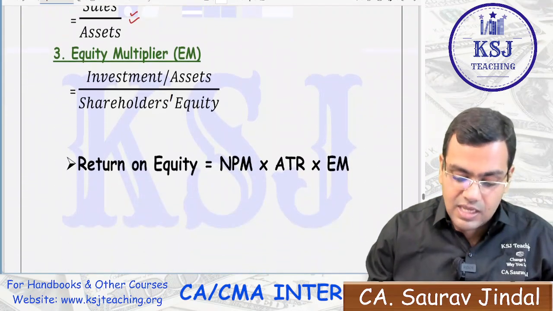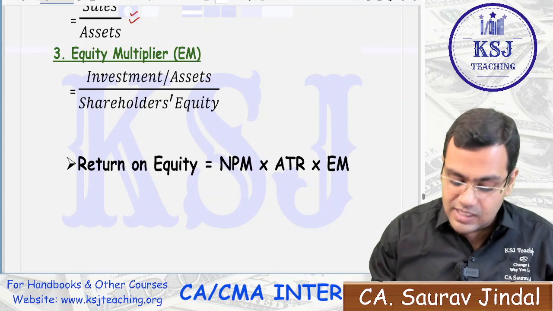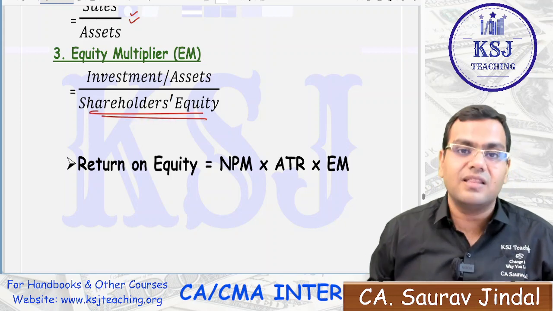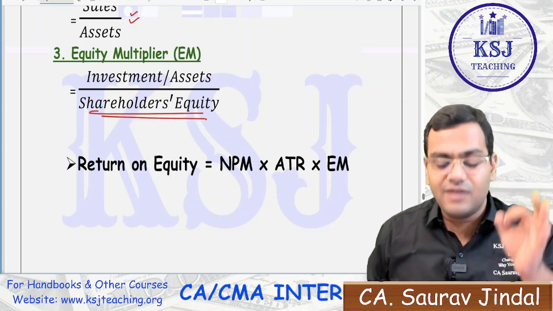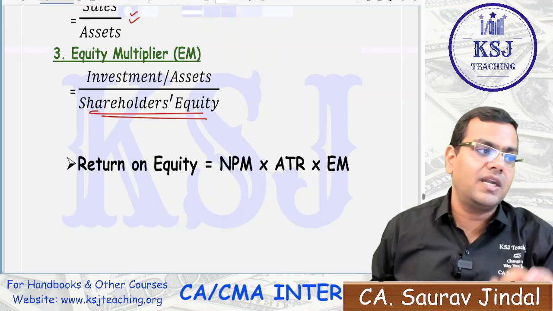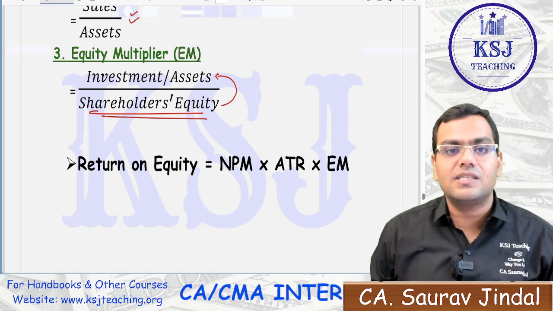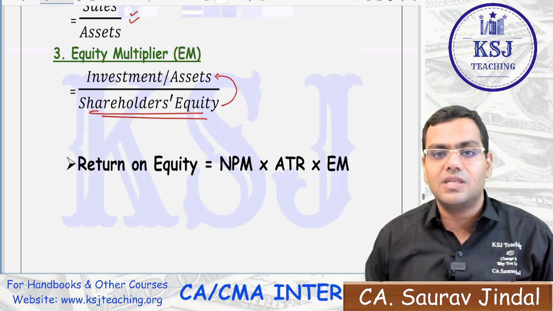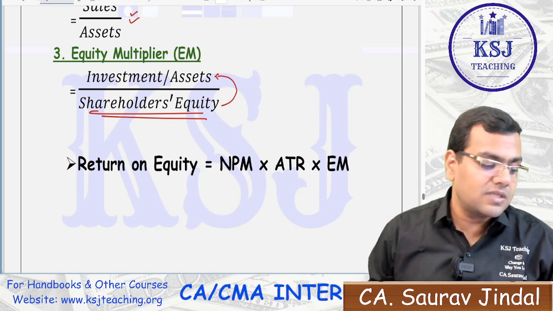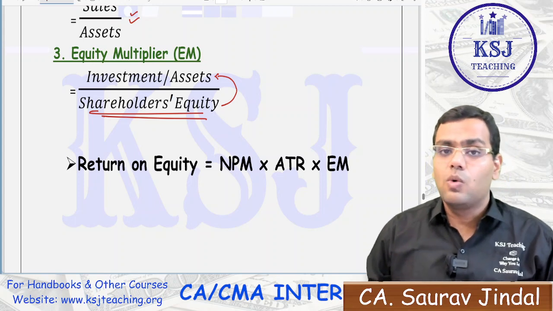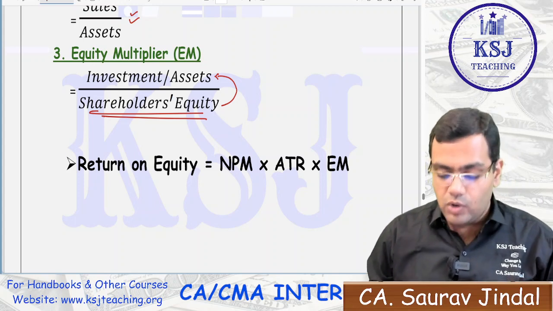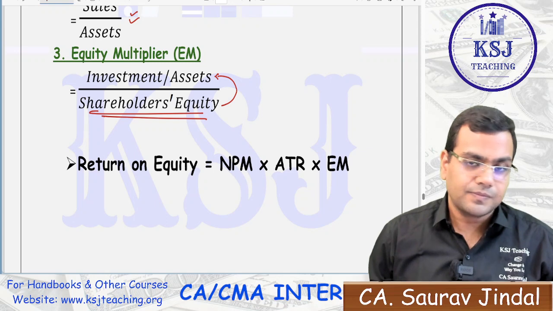After that, the equity multiplier says whatever the owner's funds are there, whether you are using those funds effectively or not. Shareholders' equity: what are the assets or investments that you are getting out of the owner's funds instead of the debt funds? What are the assets that you are employing using your own funds, right?